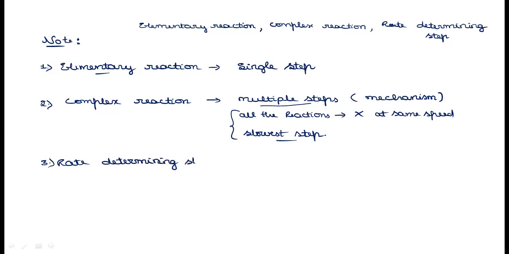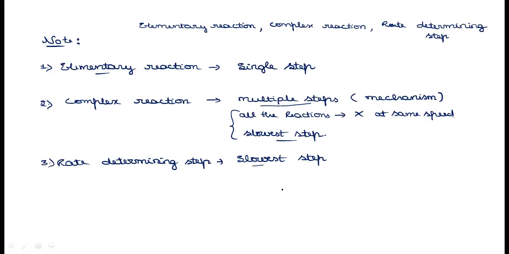Now, what is the rate determining step? In a complex reaction, the slowest step is taken to give the rate expression, because this is the step which determines the rate of a chemical reaction. The slowest step in a multi-step reaction will determine the rate. Hence it is called the rate determining step. Why is it determining the rate? Because it is taking place very slowly. So if you alter the conditions required for this step, the overall speed of the reaction can be controlled.